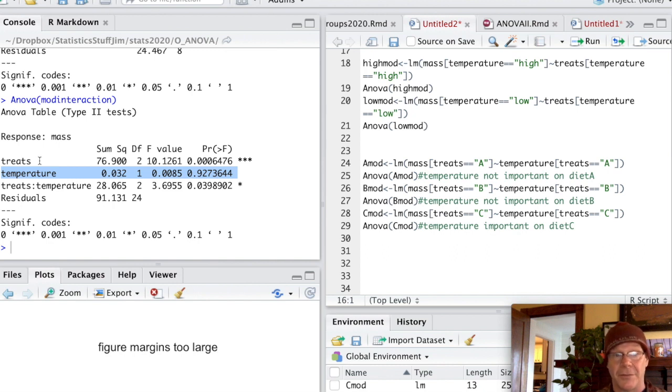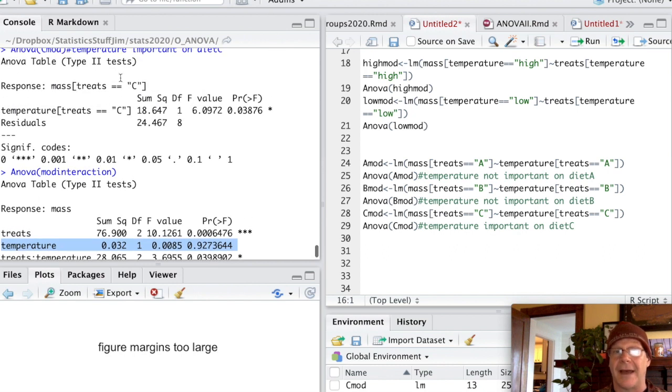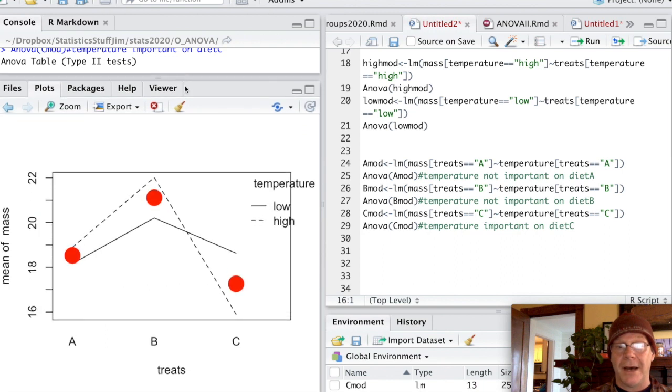That's clearly not true, because if you happen to be feeding on diet C, then temperature is important. And it is an important predictor. So if we go back to our interaction plot, what we're picking up is this difference here: when you are at a high temperature on diet C, you are predicted to weigh less than if you are at a low temperature on diet C. That's what that's picking up. So it would have been wrong for us to conclude that there is no effect of temperature.